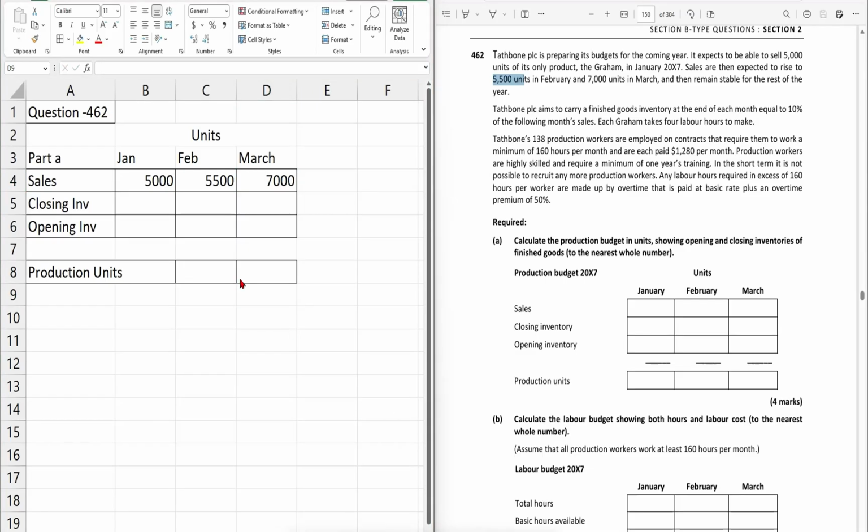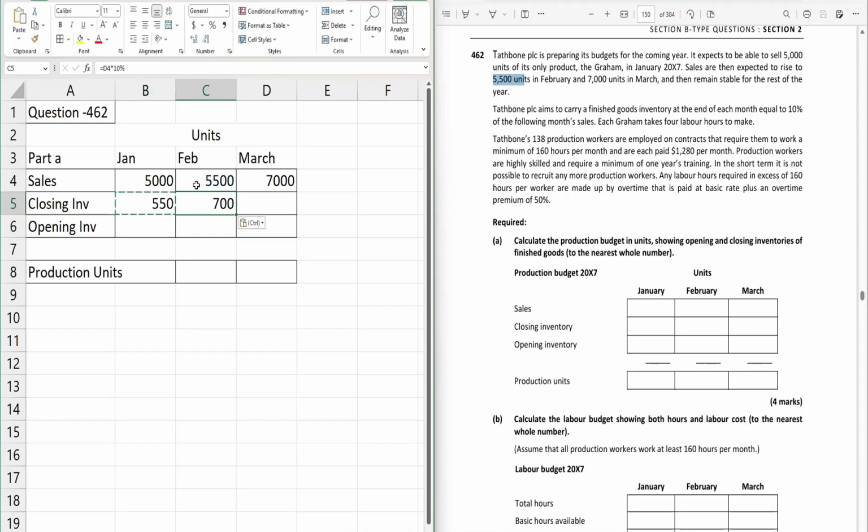Now closing inventory. In the second paragraph, the question says closing inventory should be 10% of the next month. So 10% of the next month means next month's sales. For January, next month will be February, and what is the sales value for February? It's 5,500. So 10% of 5,500 will be 550.